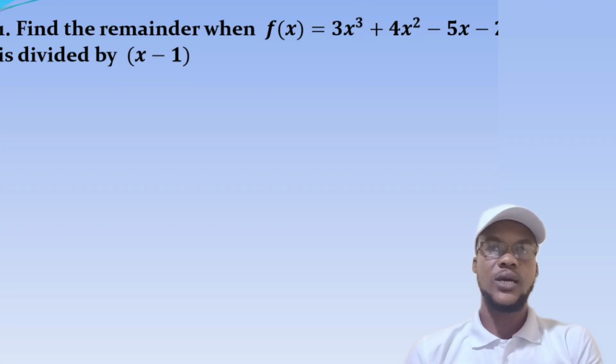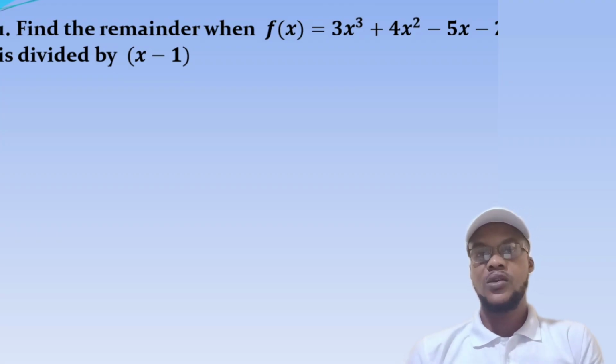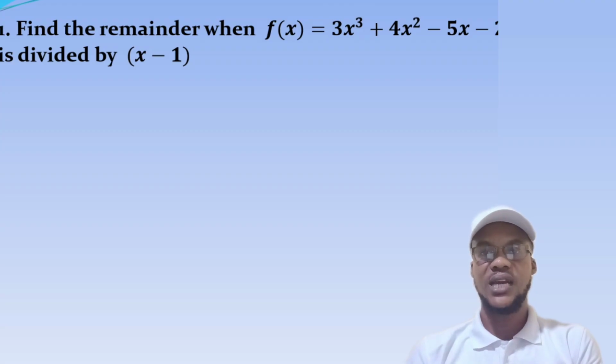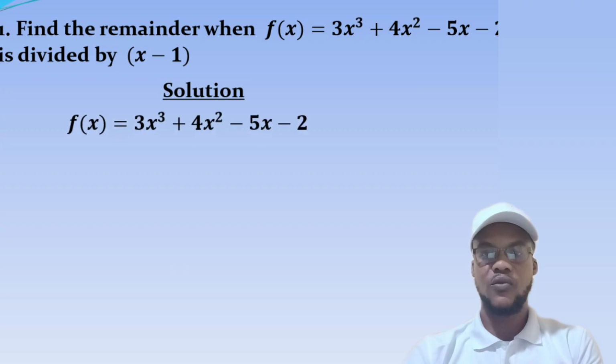What do you do? You just find the value of x given in the linear divisor. Once you have the divisor, you solve for x and substitute the value you get into the polynomial function given. Then whatever you get becomes your remainder. That is what we are saying. So let's go through our solution and see how we can find the remainder of this question.